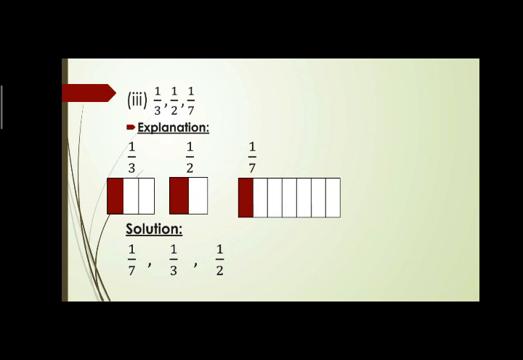Now look here at the shapes: 1 upon 3, 1 upon 2, 1 upon 7. 1 upon 2 is showing the bigger size of the part as compared to 1 upon 3, and 1 upon 7 is showing the smaller part as compared to 1 upon 2. It means 1 upon 7 is a smaller fraction on the basis of the size of the part than 1 upon 3 and 1 upon 2.